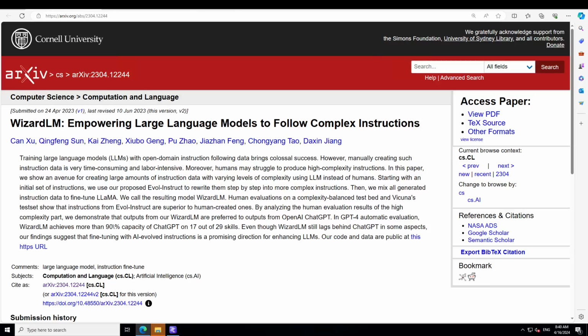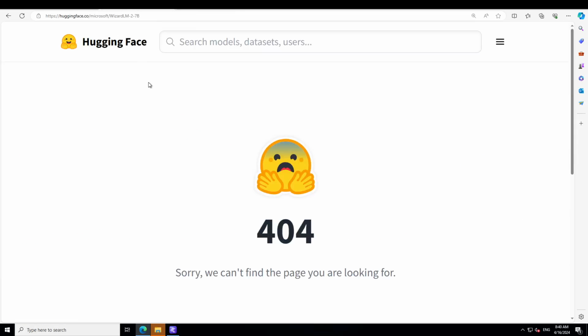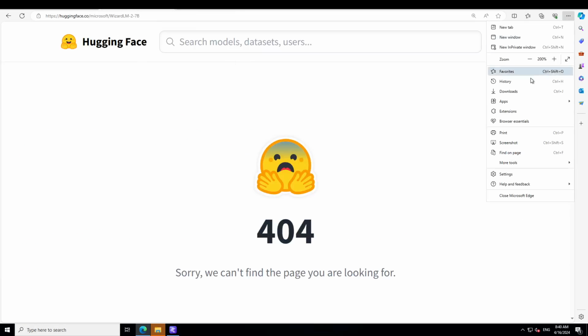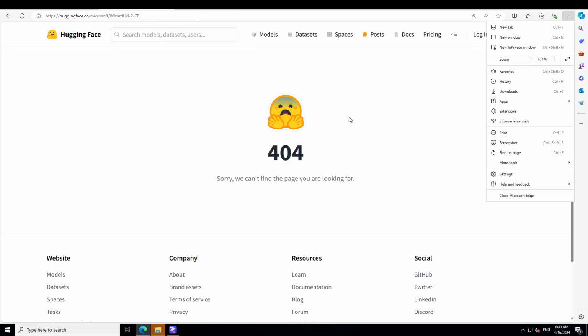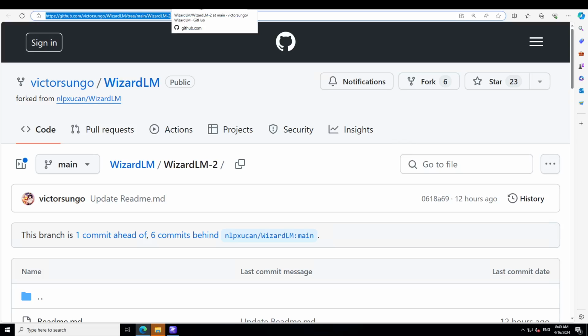I have been covering the WizardLM family of models for quite some time. As you can see on your screen, the paper about this model was released last year in April, almost 1 year ago, so it's quite an old model. Just recently, Microsoft released WizardLM-2. When I was checking it just a few hours ago, the Hugging Face page was there, but now all I can see is this 404 error. So I'm not sure why Microsoft has removed it, or whoever has removed it. I have no idea, but they still have this GitHub repo there.